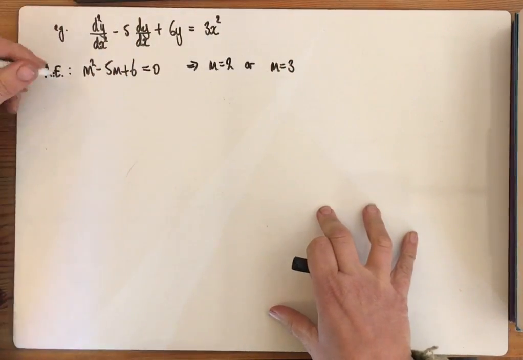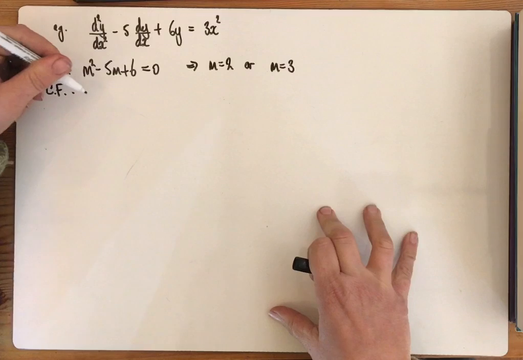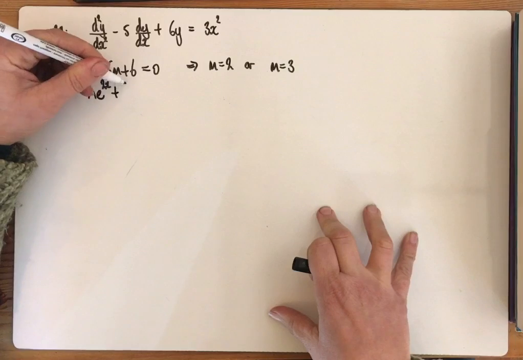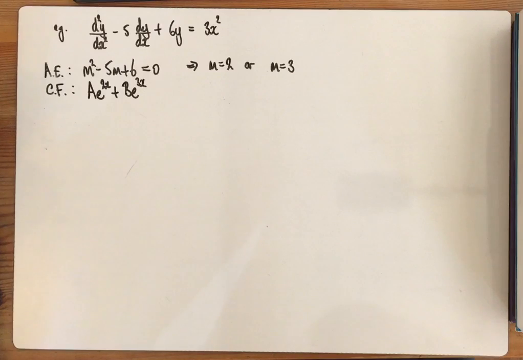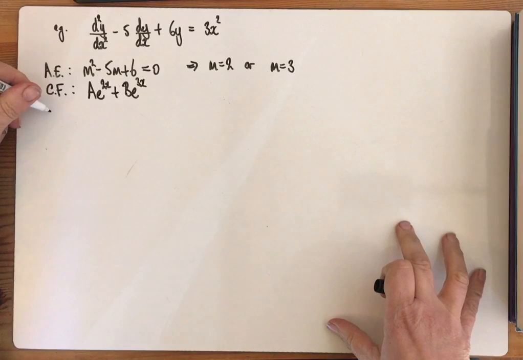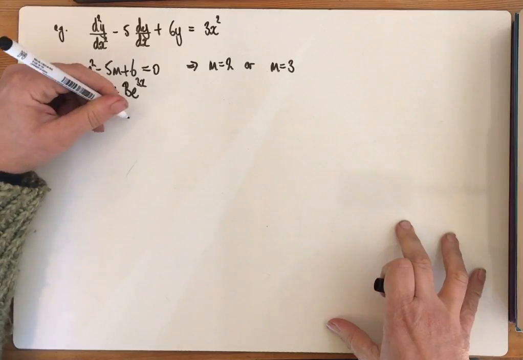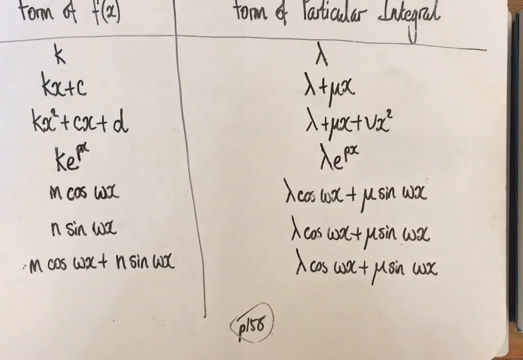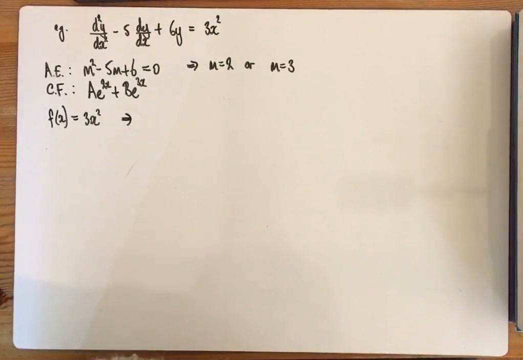And so from there we get the complementary function. Remembering what they're all called quite well, I think. So that's a e to the 2x plus b e to the 3x. And then to find the particular integral, we've got f of x equals 3x squared. And so if you go to your table, so quadratic, you use the quadratic form for the particular integral.